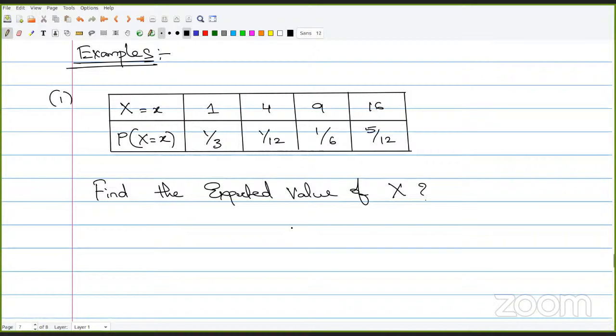Correct. So the above row is the values which X takes, and the below row is the probability that X takes that particular value. So probability that X takes 1 is 1 by 3, like this. I need to find the expected value of X. 8.833. 0.833 in fractions. In fraction, it's 53 by 6.